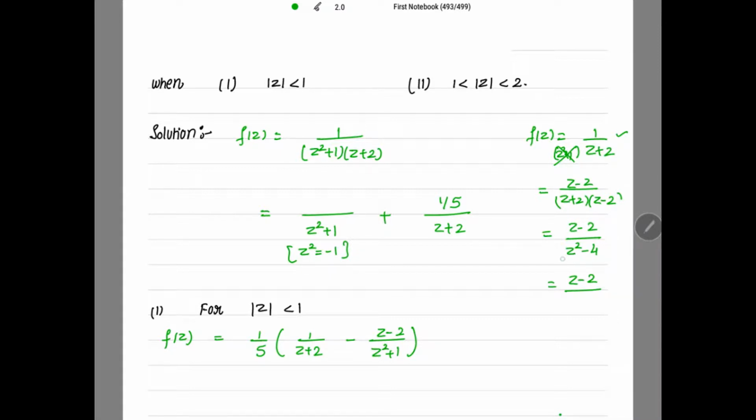We need not put the value for z which is present in the numerator. We only have to put z square equal to minus 1. What we are getting here is z square equal to minus 1. We just have to put the value of z square, not z. So this will be minus 1 minus 4, which gives you z minus 2 over minus 5.